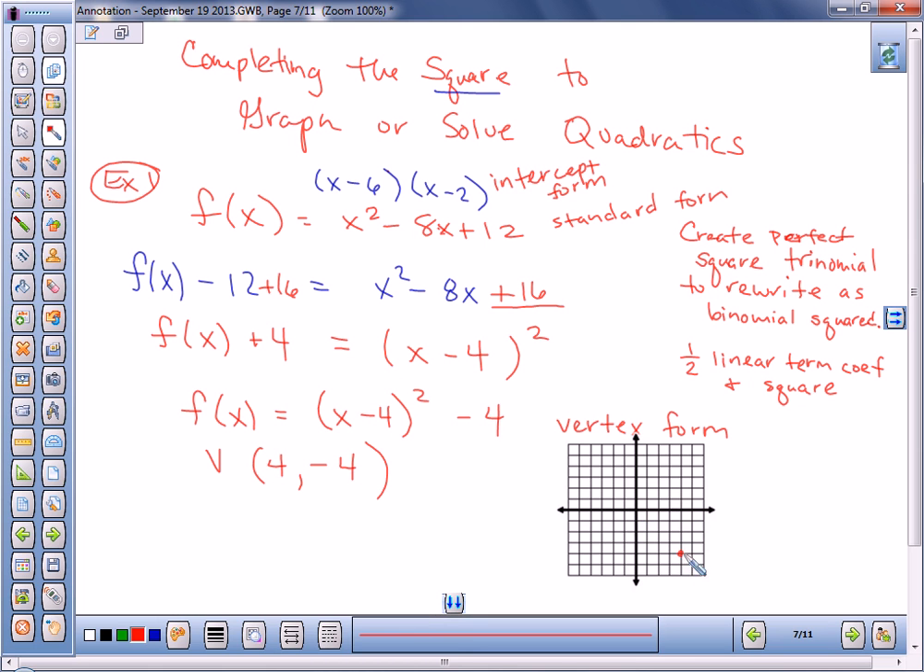A is the understood 1. So 1 squared is 1, 2 squared is 4. And it's symmetric across the axis of symmetry. So I would just copy those points on the other side. And there's my graph.